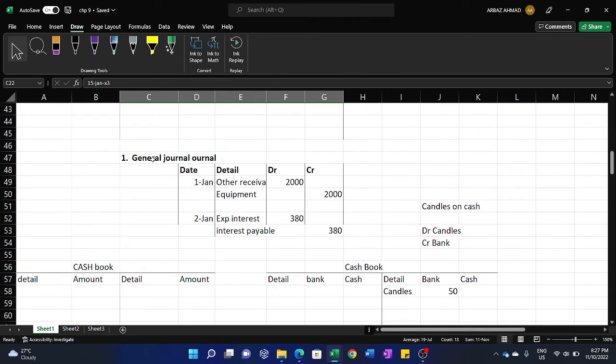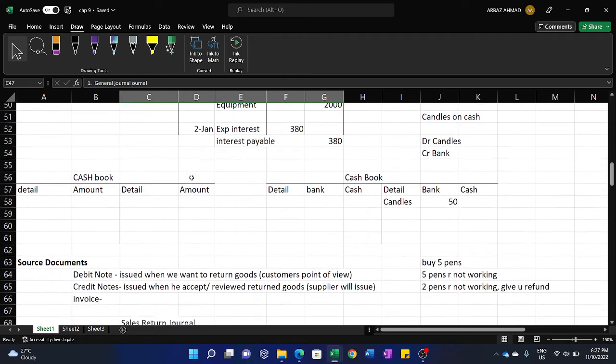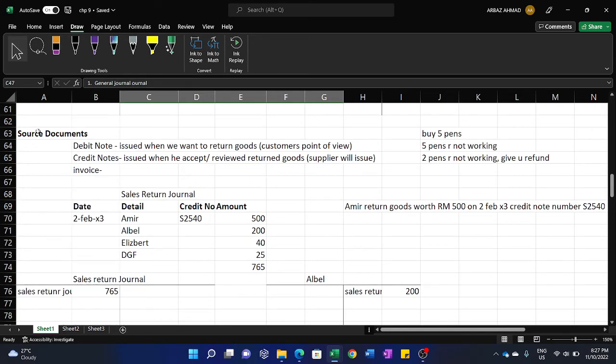And then we have here our general journal. Okay, if you have any other transaction, if it's other receivables, it will not fall under purchase return, even if it's for return. But if it's for other goods, it will not fall under purchase return. So we have here source documents, debit note and credit note. So a debit note is issued when we want to return goods. So if we want to return goods, we issue a debit note, and the supplier will issue us the credit note.